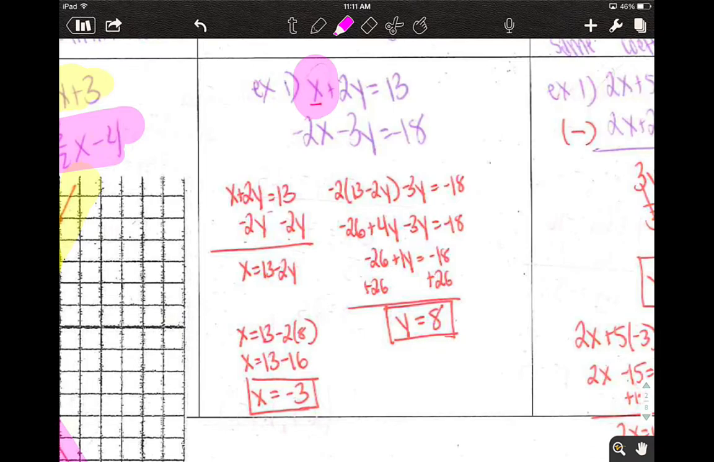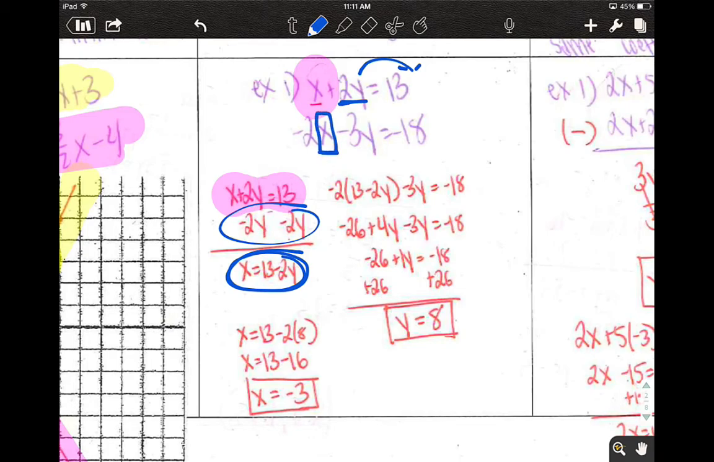If you look at my steps here, I subtracted the 2y over to that side, and I got x equals 13 minus 2y. In my other equation, I found where x was, and I put in 13 minus 2y. Then I figured out that y is 8, and once I know that y is 8, I can put that 8 either here, where I have a y, or here, where I have a y. Either one of the equations is fine.